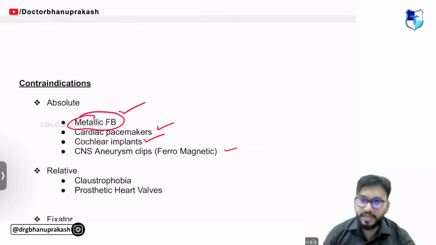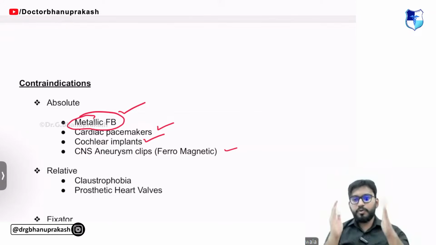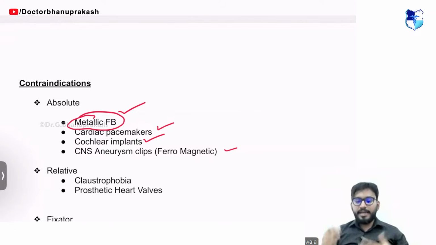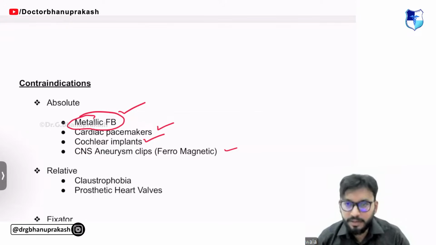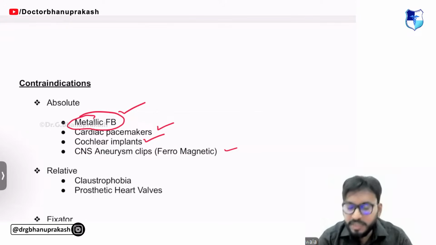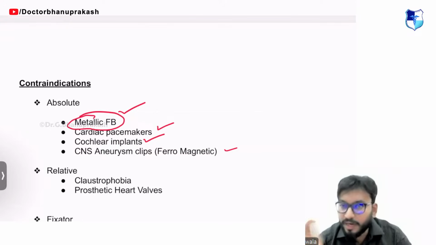Relative contraindications: claustrophobia. If the patient is put into an MRI machine, the patient gets very anxious because of lack of space. The patient cannot bear it. That is a relative contraindication. And prosthetic heart valves are nowadays also relative contraindications.